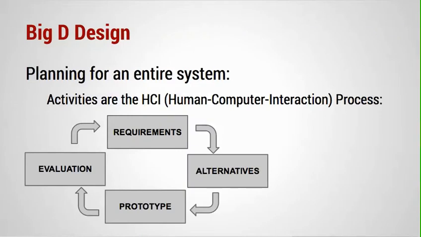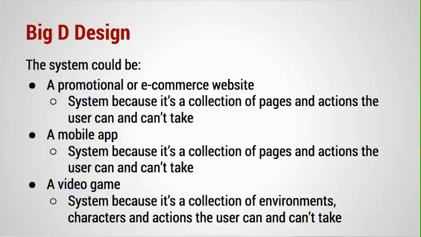So in Big D design, this is really the human-computer interaction process. We plan an entire system, and we start here with requirements. And that means we have to research who the system is for. Then we have to design alternatives. What is it going to do? What is it going to look like? Then we prototype it. We make an example. And then we evaluate it. We give that example to our audience and we see what they do with it. And we see if it communicates the message or helps them understand what they're supposed to understand or helps them undertake a task they're supposed to undertake. You'll learn more about this in pretty much every other class in the minor.